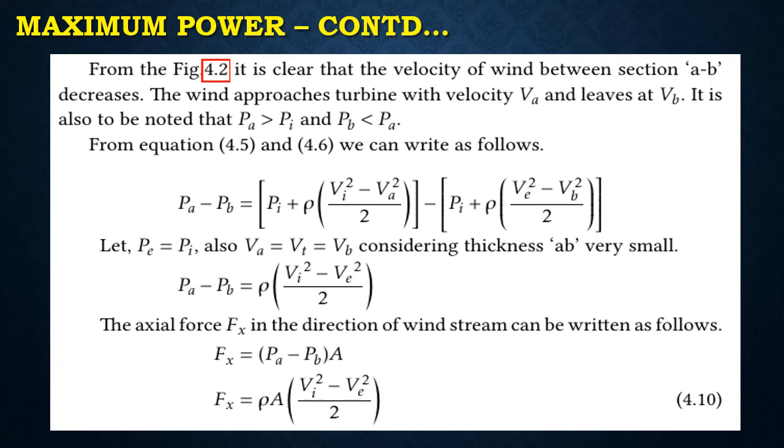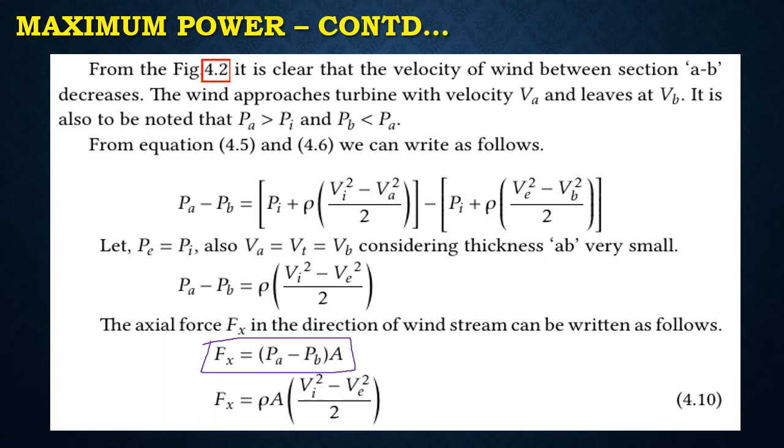But the axial force is nothing but pressure into area. Pressure is Newton per meter square, area is meter square. Newton per meter square into meter square, the meter squares cancel, and the final unit will be Newton. Therefore we get the fundamental equation of force is equal to pressure into area. Applying that we will get the expression for the axial force.